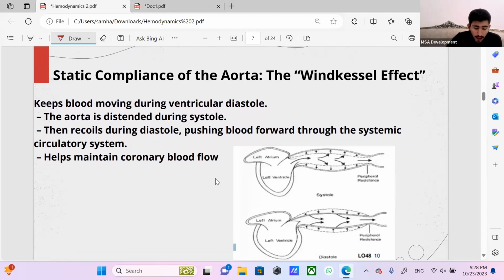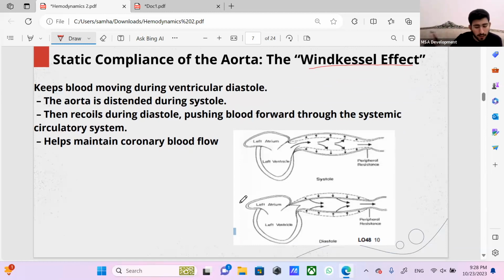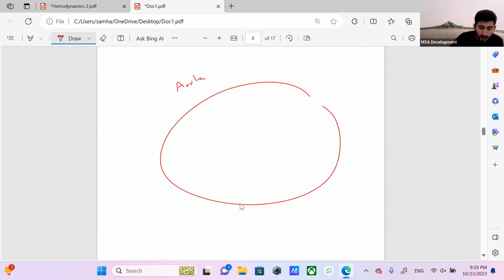Okay. Now let's talk about something called the Windkessel effect, okay? And it's very important. You will probably have a question about it. Now we finished the veins. Alhamdulillah, we are not talking about veins anymore. Now we are talking about arteries. And this Windkessel effect is about the aorta. So in the aorta, as you took in histology, we have the lumen, we have endothelium and these things, but in the middle we have elastin. And elastin causes recoil.